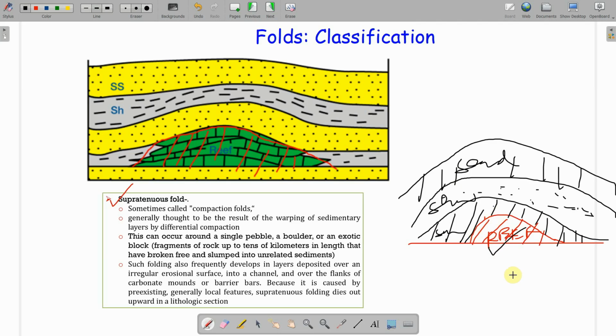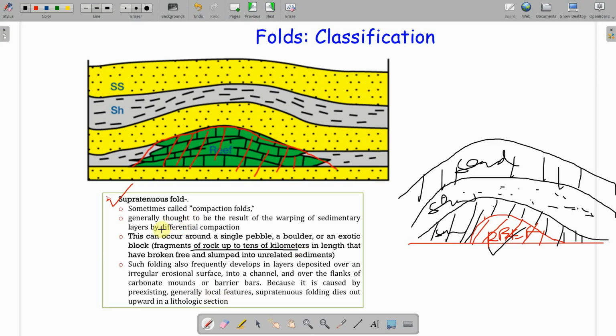So this can occur around a single pebble, boulder or an exotic block. And when I'm talking about a boulder or an exotic block or any existing rock body, that rock could be tens of kilometers. It could be 10 kilometers in length. So the structure it will create will be huge. Such folding also frequently develops in layers deposited over irregular erosional surfaces.